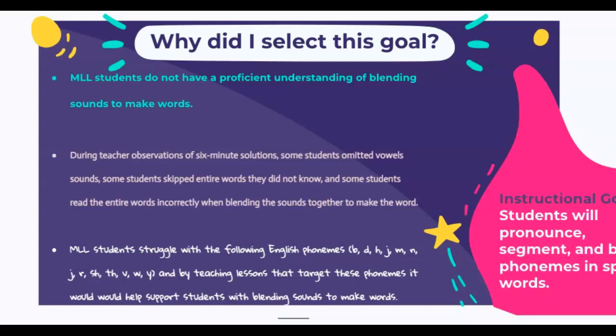So MLL students also struggle with the following English phonemes: B, D, H, J, M, N, R, sh, V, W, and Y. And by teaching lessons that target these phonemes, it would help support students with blending the sounds to make words. So that's why I chose the instructional goal, that students will pronounce, segment, and blend phonemes in spoken words.